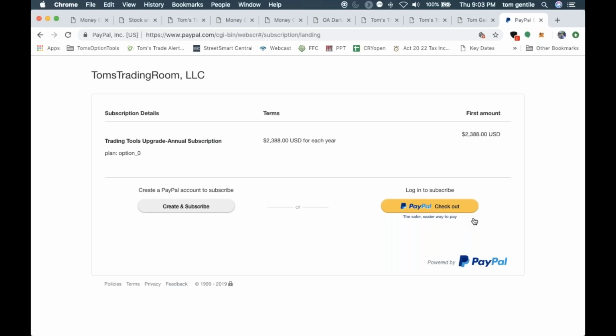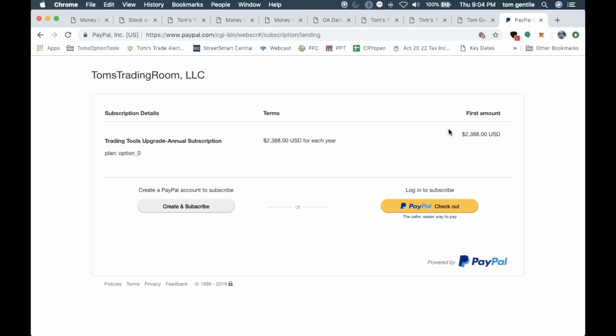So again, if you're a PayPal user, you can check out with PayPal. If you're not a PayPal user, you can also do this without PayPal. You can use a Visa, MasterCard, or American Express. It's asking me to subscribe because I am a PayPal user, but that's it. And then you're locked in at that rate.